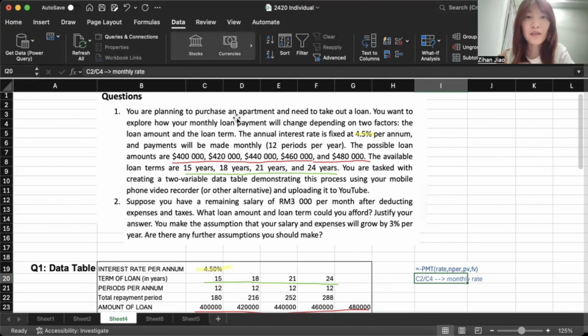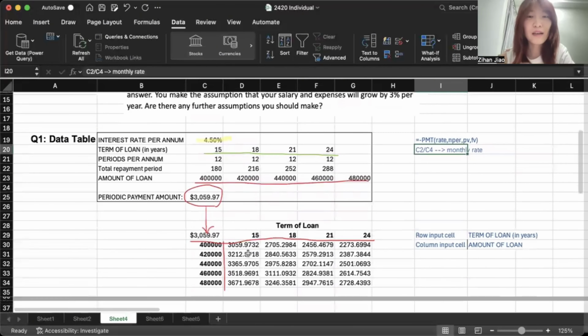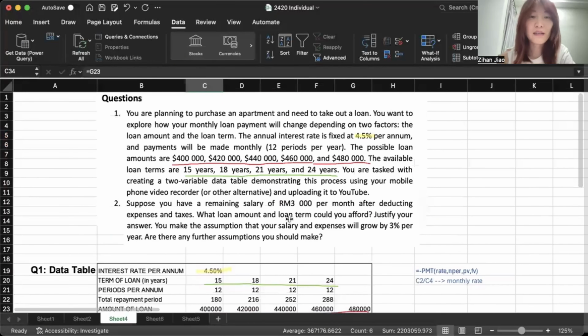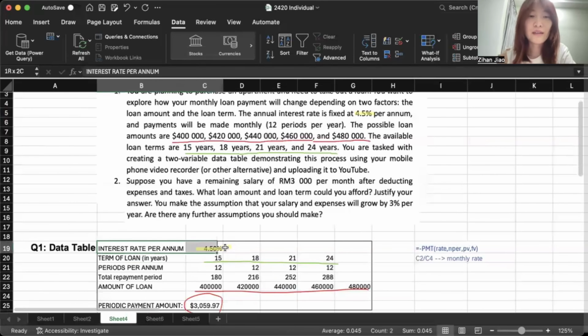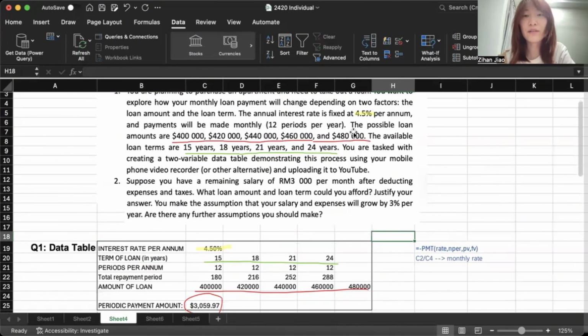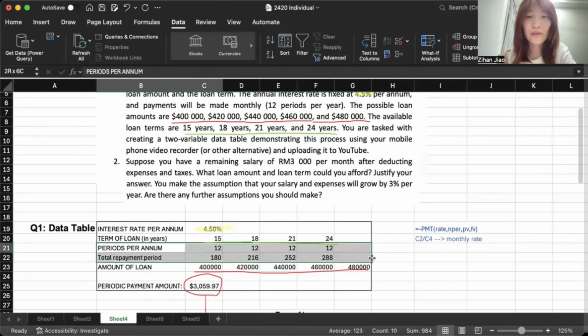You are planning to purchase an apartment and need to take out a loan. You want to explore how your monthly loan payments will change depending on two factors, the loan amount and the loan term. So we put the loan term as our row and the amount of loan as our column. This is our two variable data, and the annual interest rate is fixed at 4.5% per year. So we put it in the first row in the first table with yellow highlight, and payments will be made monthly, 12 periods per year, which is in the third row in the table.